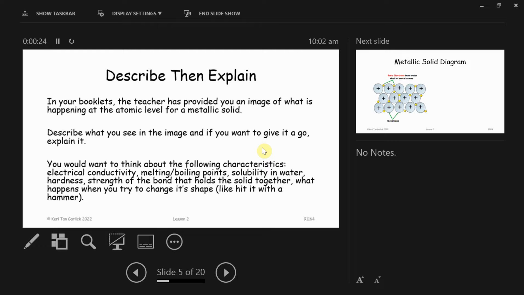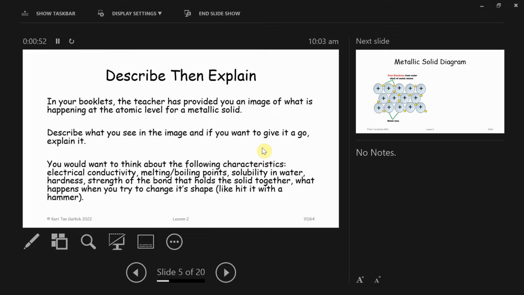You already probably know that metal is conductive, it's an electrical conductor. So I want you to think about that as well. Think about the image that's been provided for you, describe that image, and think about whether you can explain any of those properties yet. Don't worry if you can't, because that's the whole purpose of this lesson. But I want you to start thinking about that. Feel free to annotate the image for describing and explaining.